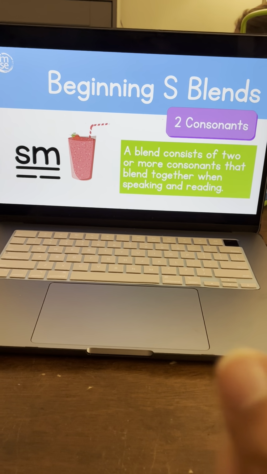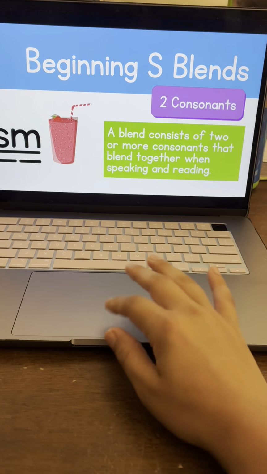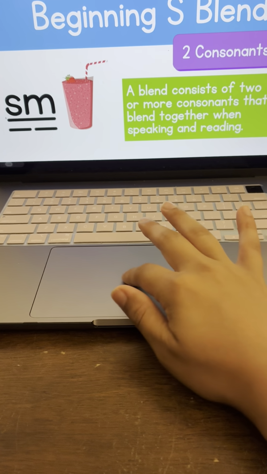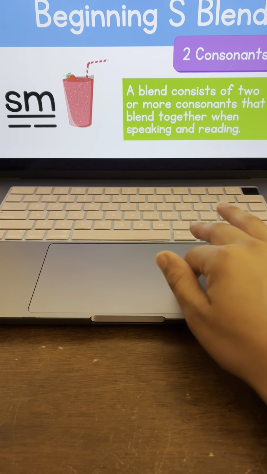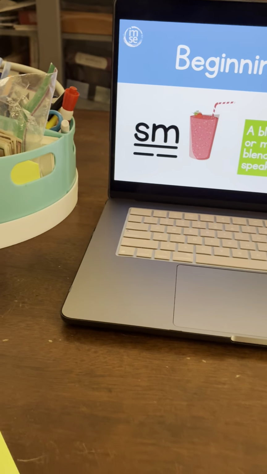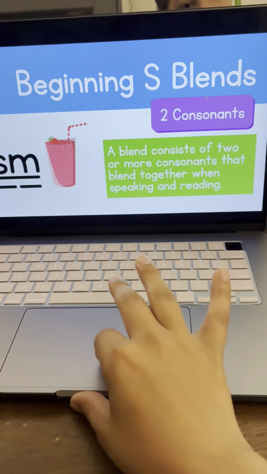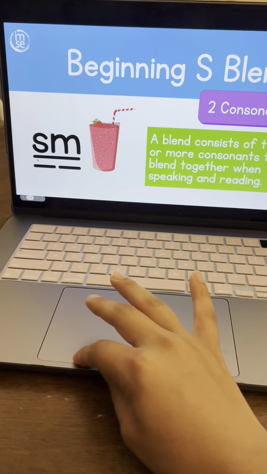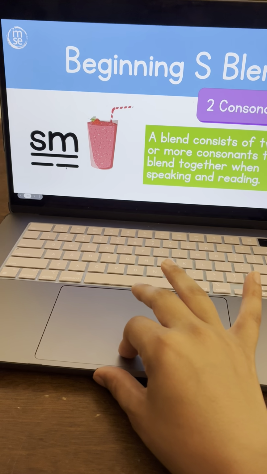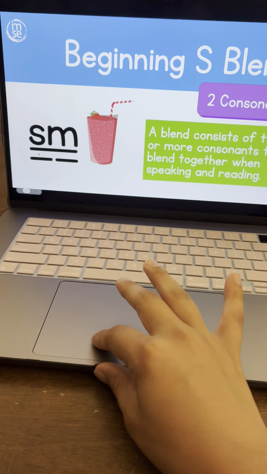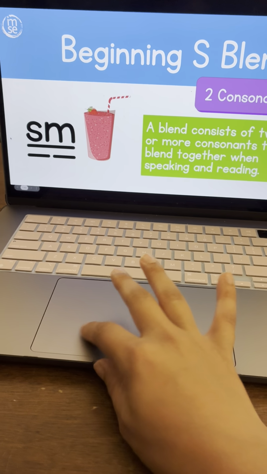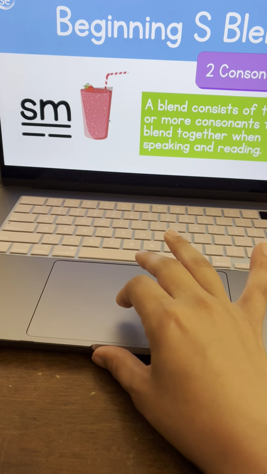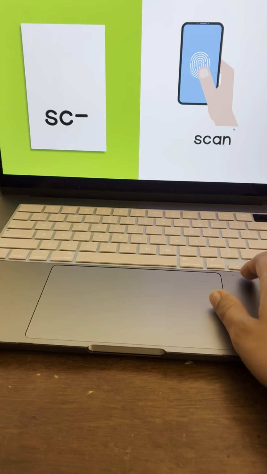And this is called beginning S blends. Just like we learned L blends last time, this time we're learning S blends. When we have two consonants, consonants are a fancy word for letters that are not vowels. Please leave the sticky notes alone. So when we have two consonants, we blend their sounds together. By itself, this would say s, this would say m, but when they're together, we say sm. It's one sound. It's not two. So it's just sm, like smoothie. I love smoothie.